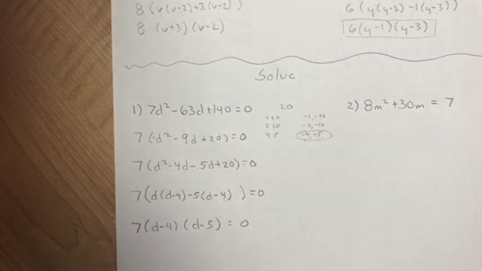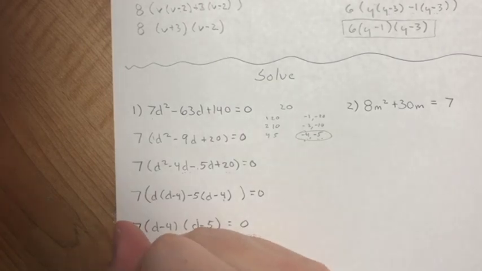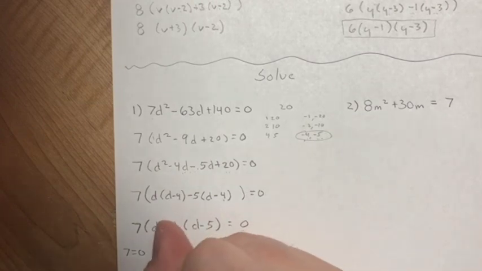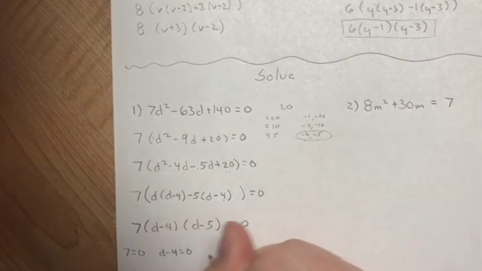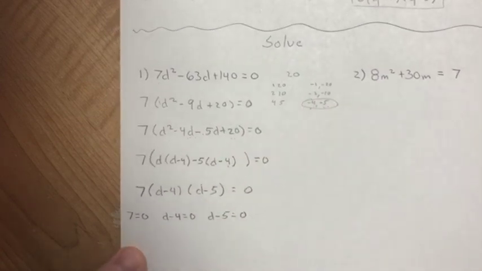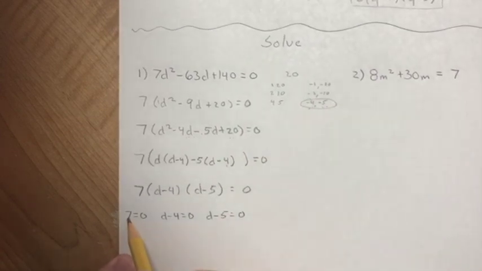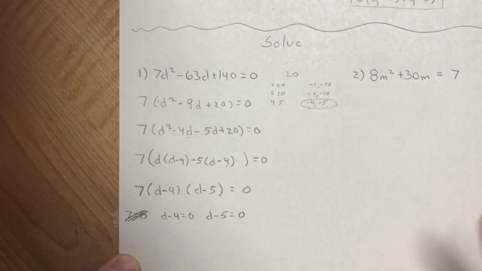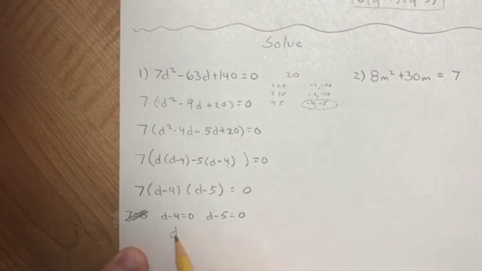However, I go to step 5. It says set each factor equal to 0 and solve. So I'm going to say 7 is equal to 0, d minus 4 is equal to 0, and d minus 5 is equal to 0. Now that I've done that, I know that this is a lie, this is not true, so I can cross it out. I can solve this and I get that d is equal to 4, and I can solve this and I get d is equal to 5.